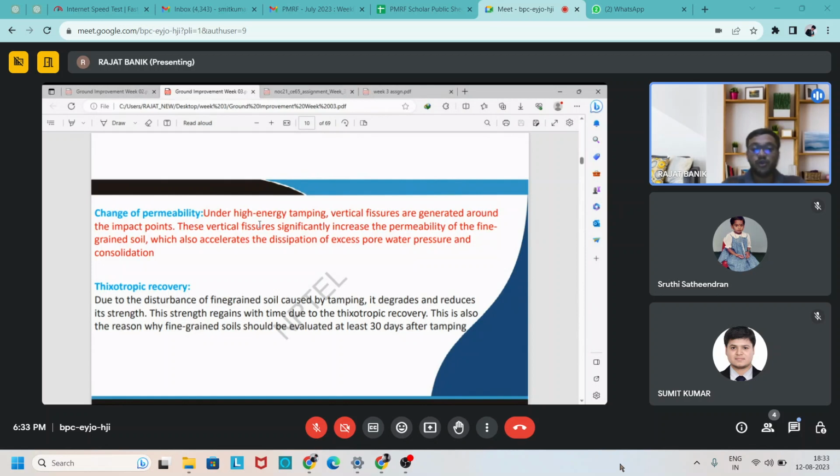This is also the reason why fine-grained soil should be evaluated after at least 30 days. Thirty days means the time required to recover or regain its strength in its previous form. So in clay soil, this quite happens. In the thixotropy property, strength is lost when energy is applied, and after we give some time, the strength is regained. This is nothing but thixotropy.